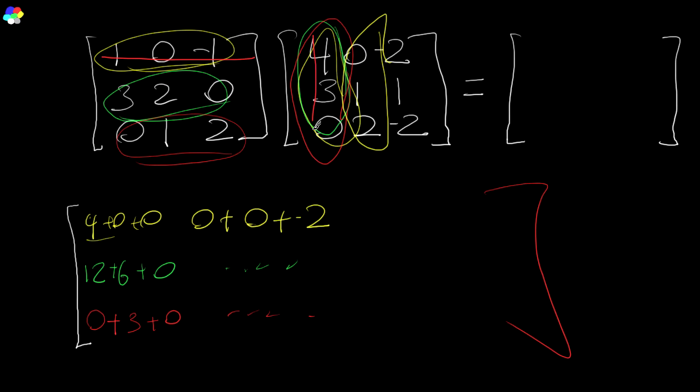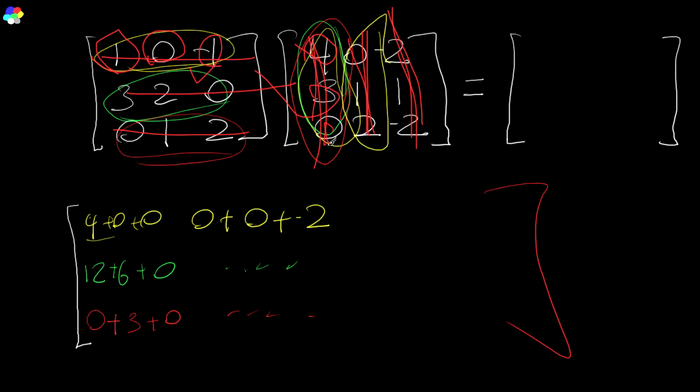This guy times all these guys, this guy times all these guys, this guy times all these guys. Now we need a loop that pairs up the elements in each row and column. So we need a loop that's going to multiply this guy by this guy, this guy by this guy, this guy by this guy, and sum them all up together within each combination of row and column.